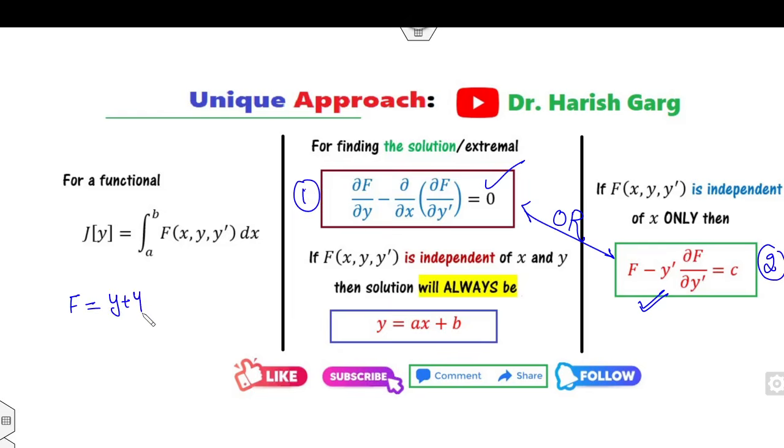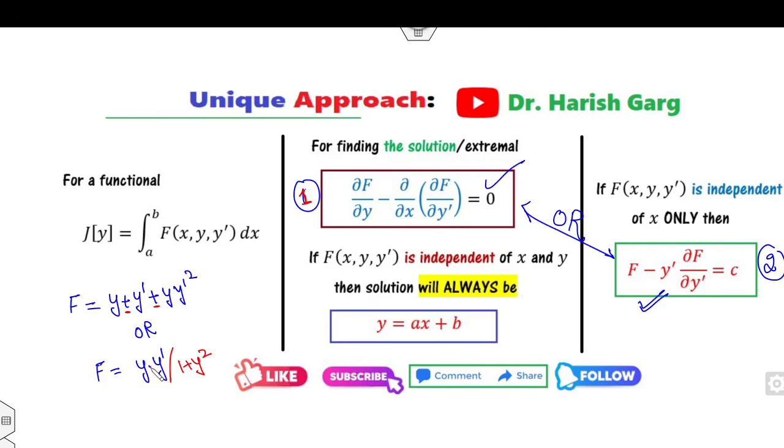For example, if your function f is y dash square, or y into y dash, or y into y dash divided by 1 plus y square, whenever there is a term involving a plus or minus, you can always use equation number 1.